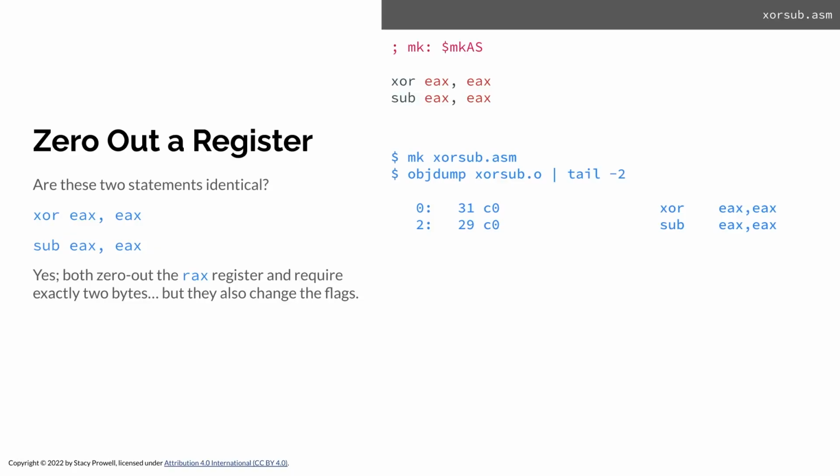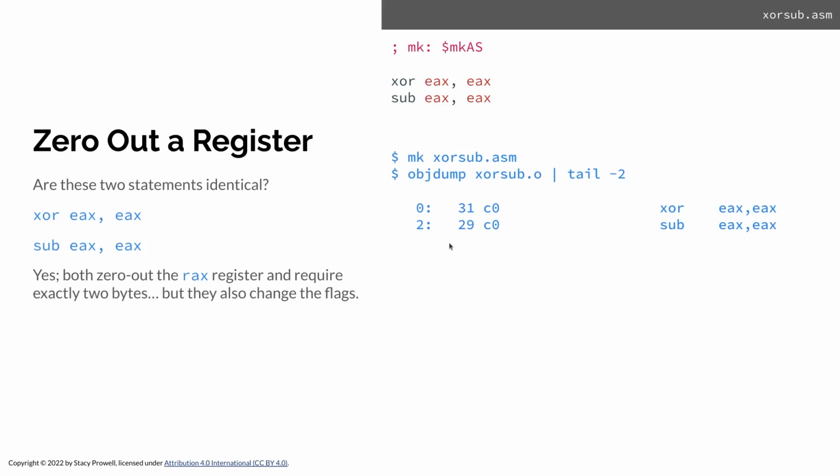Zeroing out registers. So how would you do that? Well, you can move a zero into a register, but that's not something that you see very often in assembly code, as you already know. The more common way is to exclusive OR a register with itself, like EAX or RAX. And that will zero out the register. You could also zero out the register by subtracting the register from itself. Both of those will zero it out. And they each take exactly 2 bytes.